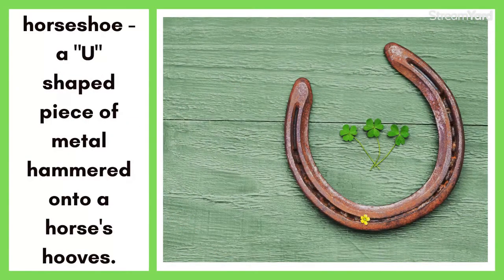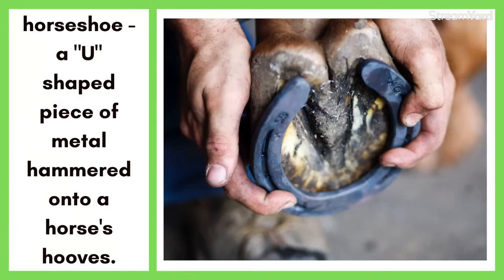A horseshoe is a U-shaped piece of metal hammered onto horses' hooves. A hoof is the bottom of the horse's foot, and when horses run or walk on hard pavement or gravel, it could split their hooves or damage them. So these horseshoes were formed and hammered onto the ends of the horse's hooves.